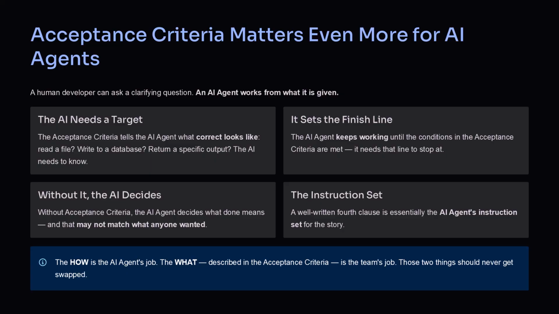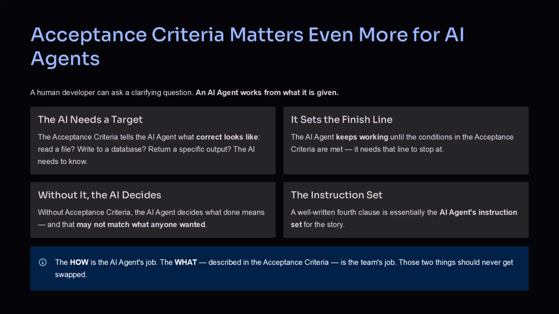The acceptance criteria becomes the target. It tells the AI what correct actually looks like. Should it read a file, write to a database, return a specific output? The AI needs that level of precision. It also defines the finish line. The agent will continue working until those conditions are satisfied. Without that boundary, the AI decides what done means, and that decision may not match what anyone intended.